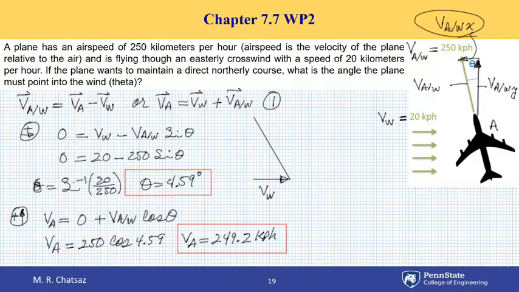VW is to the right, VA airplane relative to the wind is to the left of vertical. These two vectors should add up to, as the equation shows it, VA. Therefore, this is VA. And this is angle theta. Now you can see graphically how x component of equation 1 can be written. Or you can see sine of theta to be ratio of VW divided by hypotenuse, which is 250.